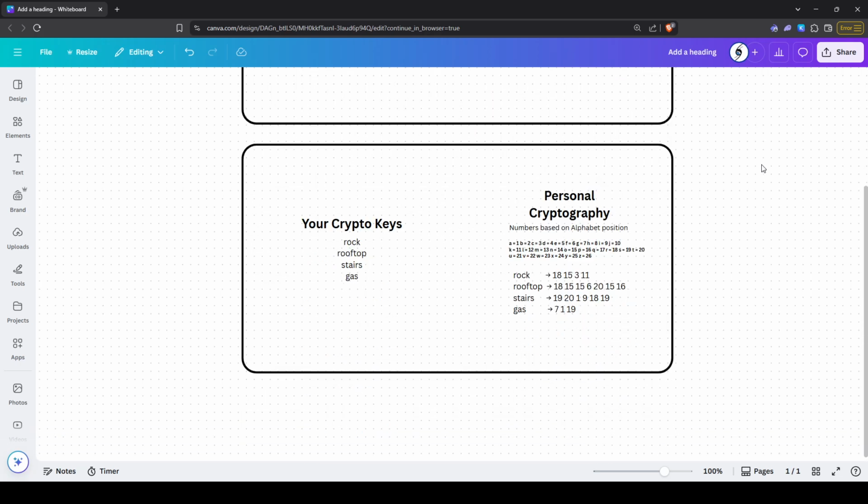So you can step up your cybersecurity, right? Let me give you an example here. These are your crypto keys, right? Let's suppose that your crypto keys are basically four words, which is not the case. So you have rock, rooftop, stairs, and gas. If you store this in a document, some years from now, everybody will know this is a crypto key, right?